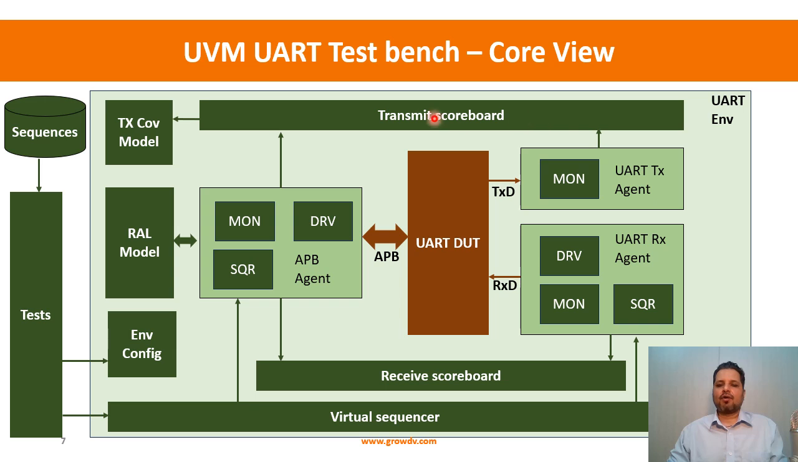So that's what we are doing. The scoreboard would know, only when the actual transmission has happened, which it has received from the APB monitor. We could have connected the APB monitor also to the TXCov model, but then the scoreboard validates that and sends a similar type of event to the TXCov model, and then the TXCov model samples the LCR register, because only when something has been transmitted is the LCR getting utilized. So that is why this is connected to the scoreboard.